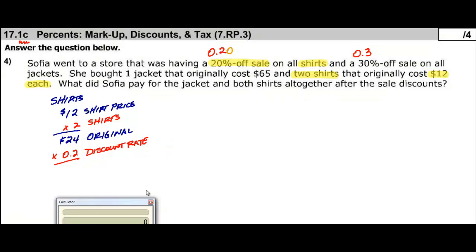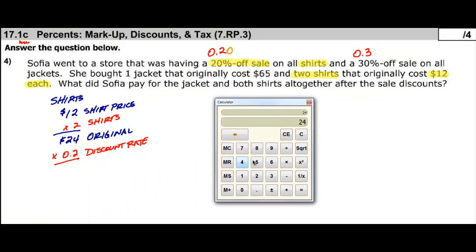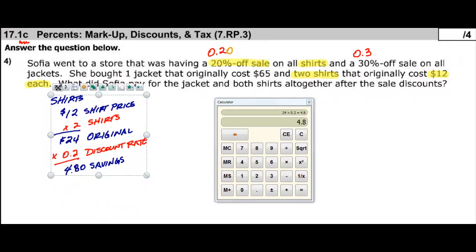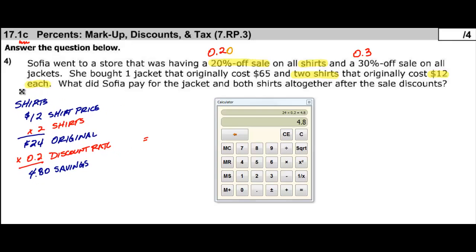So let's see what she saved. We have 24, and we're multiplying it by 0.2. We get $4.80. Again, use your calculators. Don't feel like, oh, I'm going to show I can do all of this by hand. That's not what we're testing. We're not testing a worksheet of can you multiply whole numbers times decimals. We're testing can you use that ability to problem solve. Do you know what to do when?